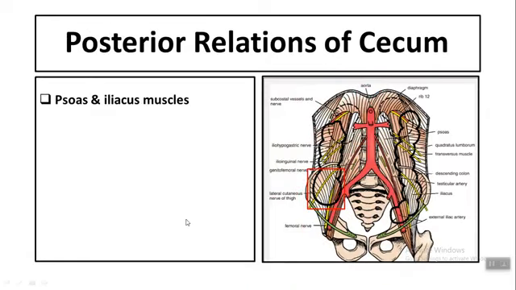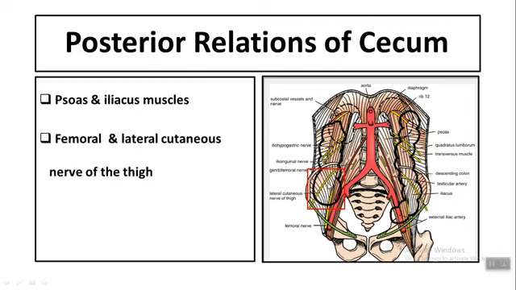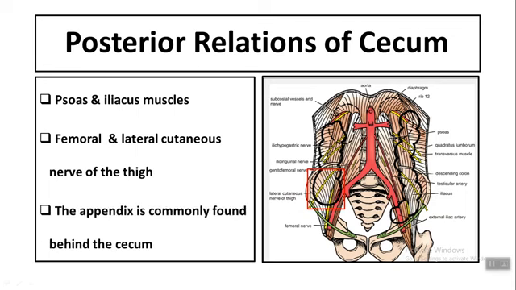What are the posterior relations of the cecum? It is related to the posterior abdominal wall, which includes the psoas and iliacus, the femoral nerve and the lateral cutaneous nerve of the thigh, and the appendix, which is commonly found behind the cecum in the retrocecal recess. These are the posterior relations of the cecum. We can see here the psoas, iliacus, femoral nerve, lateral cutaneous nerve of the thigh, and the appendix commonly found behind the cecum.